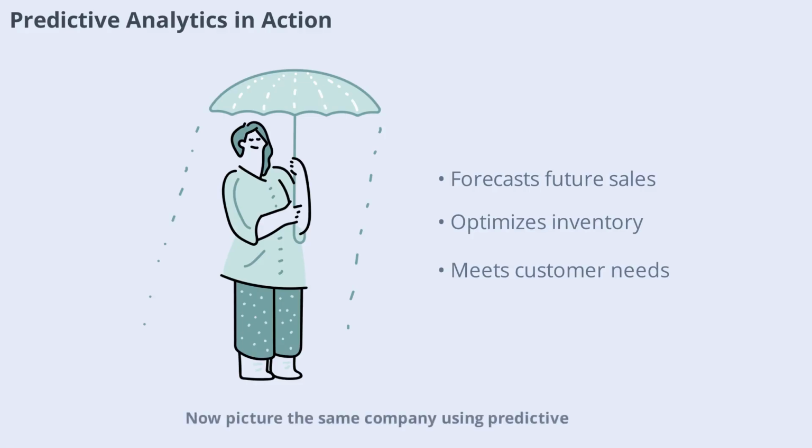Now, picture the same company using predictive analytics to forecast next quarter's sales. By analyzing past sales patterns and external factors like holidays or promotions, they can estimate future demand. This allows them to optimize inventory, reduce waste, and ensure they meet customer needs.